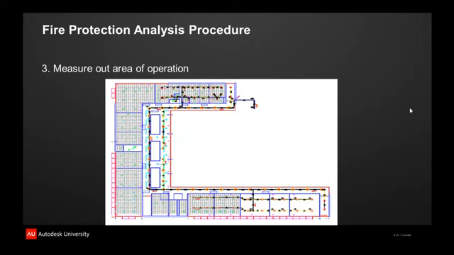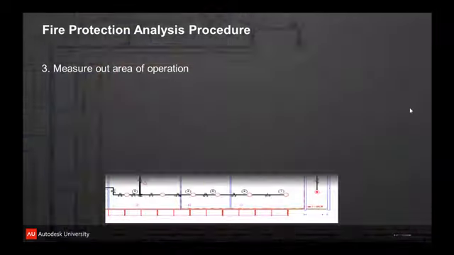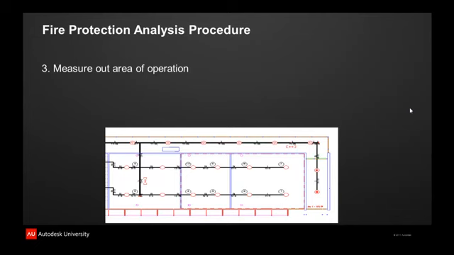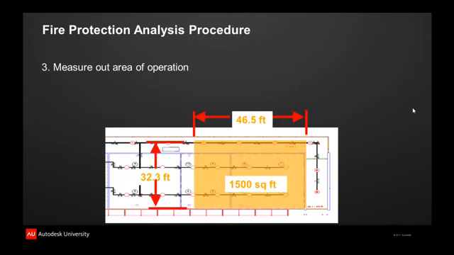So I'm going to measure out the actual area of operation in that lower right-hand corner. Let's zoom in a little bit and focus on that. In measuring out that area, we're going to figure 1,500 square feet. Theoretically, 1,500 square feet would be 30 by 50, or in this case, 32 by 46 and a half feet. The area needs to be, by NFPA 13 requirements, at least 1.2 times the square root of 1,500, or 15 square root of the area, long in the direction of the branch lines.